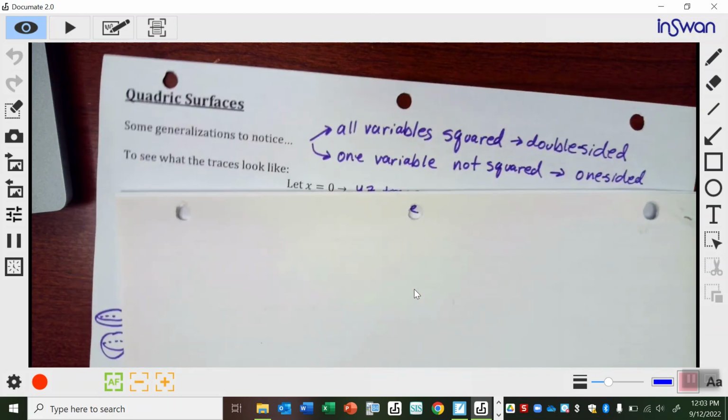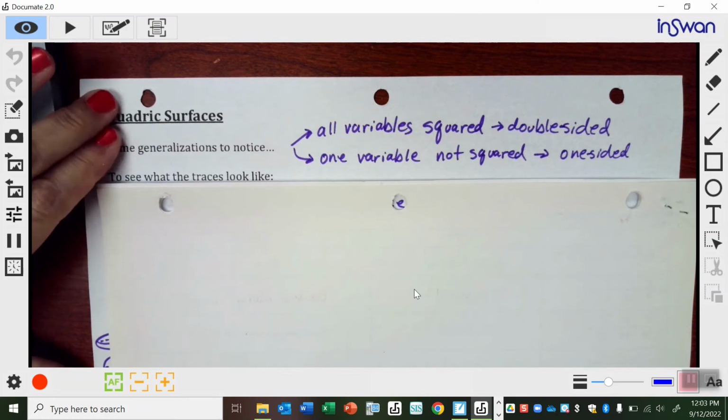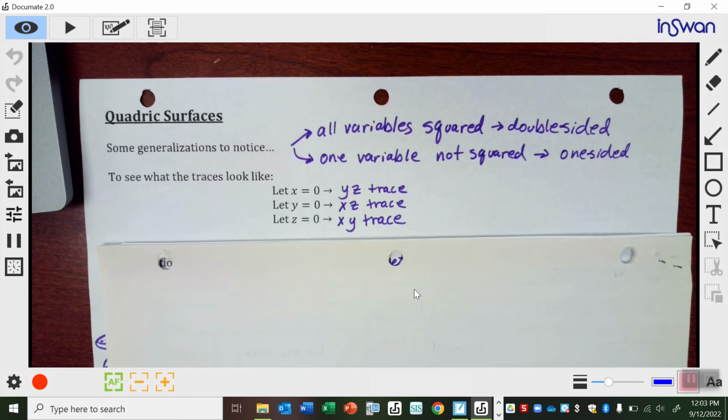So anyway, some generalizations to notice. All variables are squared, you get something double-sided. One variable not squared, you get something one-sided. Okay. You got to let x equal 0, that's your yz plane trace. y equals 0 is your xz trace, and z equals 0 is your xy trace.